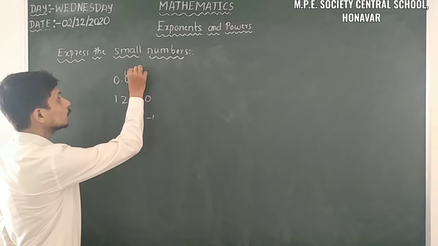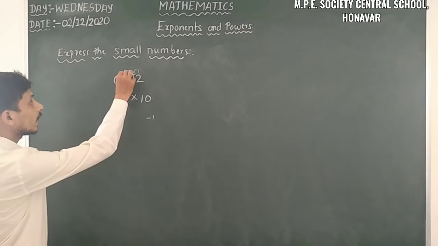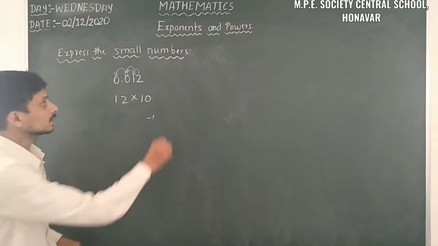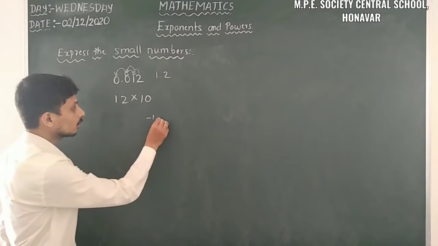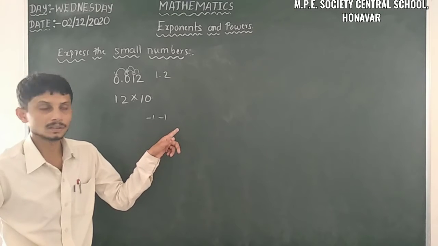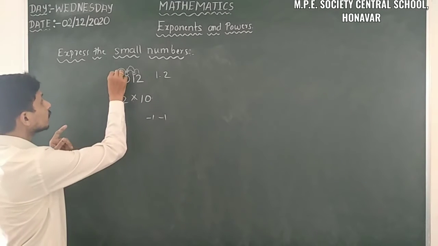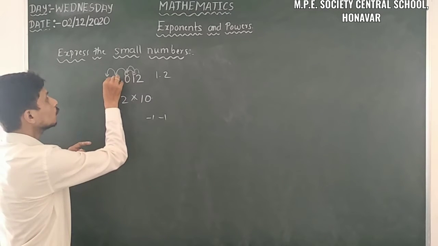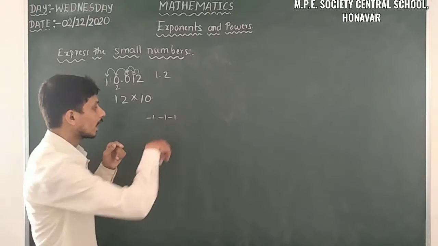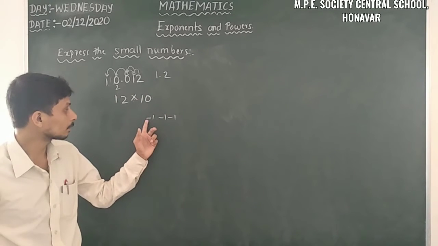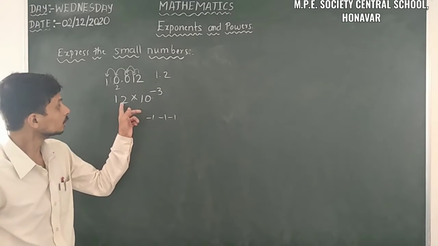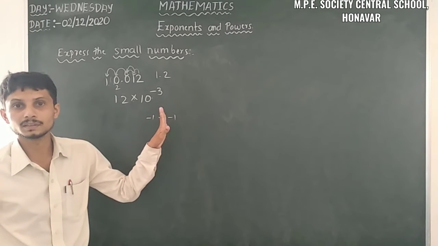Then automatically 2 appears here. And then we jump 1 here, so it becomes 1.2. Then we take another minus 1. For each jump we have to take minus 1. So to get 12 we jump again, 1 comes here and 2 comes here, in place of 0 we have 2. Then we add minus 1, minus 1, minus 1. It becomes minus 3. It becomes 12 into 10 raised to minus 3.